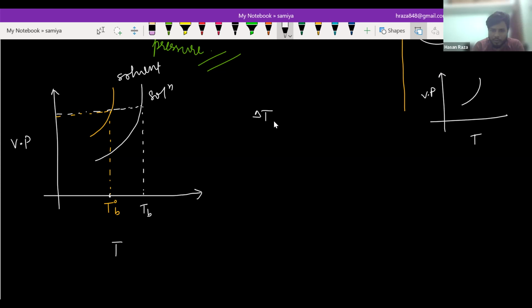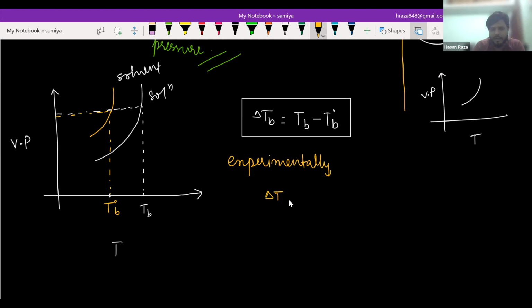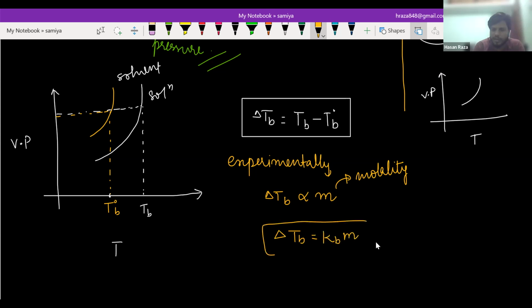Now we are going to calculate delta TB. Delta TB is equal to TB minus T naught B. Experimentally, it was found that this delta TB is directly proportional to molality. And to remove this proportionality sign, we have a constant called the molal elevation constant, Kb.